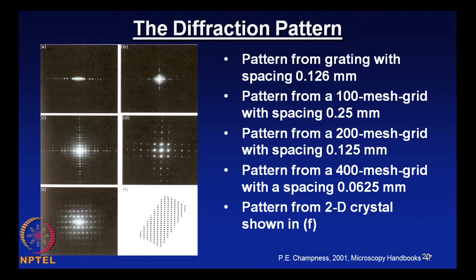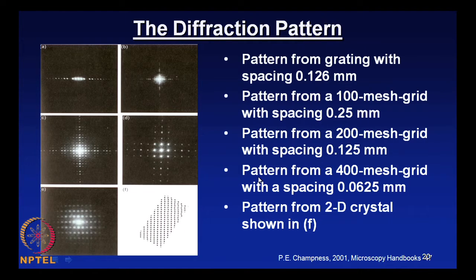So if you look at B, C and D, they are from patterns coming from a 100 mesh grid with the spacing of 0.25 mm, and C is coming from a 200 mesh grid with the spacing of 0.125 mm, and the pattern D is from a 400 mesh grid with the spacing of 0.0625 mm. And the pattern E is from a 2D crystal shown in F.